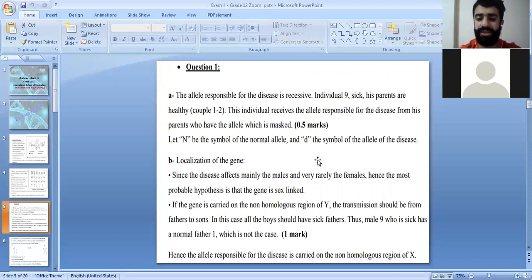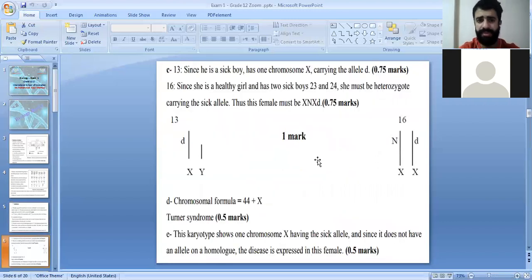If the gene is located in the non-homologous region of Y, as I said, transmission should be from the father to the son. But 9 is affected, and his father is normal. So it's not the case. So it's found on the X. Or C, illustrated chromosomally. So we have chromosomes X and Y, and here female 16, XX. Here 16 is normal, so she should have the N allele, but she gave birth to affected children, so she'd have the allele of the disease, which is d.